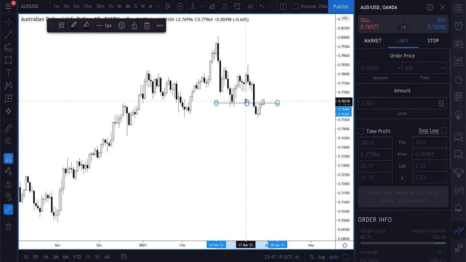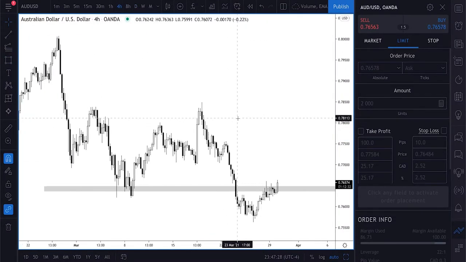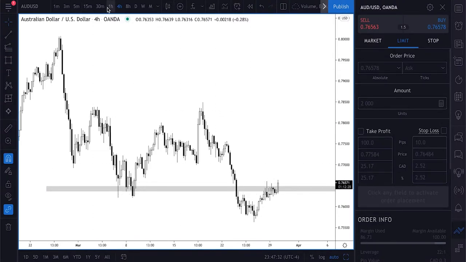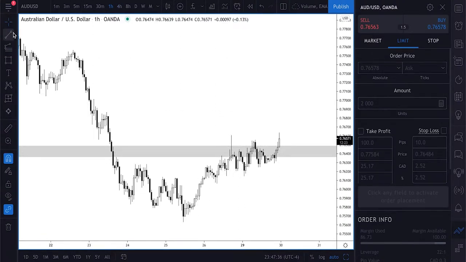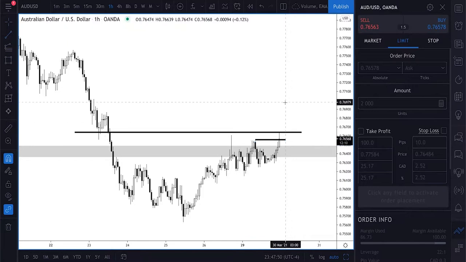Today we're going to look at a trade I took on the Aussie dollar. I had a couple of requests about trading with a small trading account, you know, $50, $100, $200. I decided to load up my previous Oanda account that I started last time with $100.